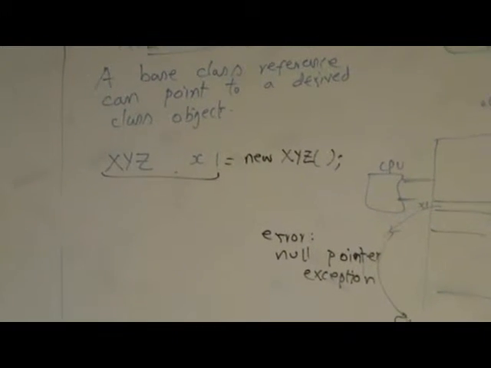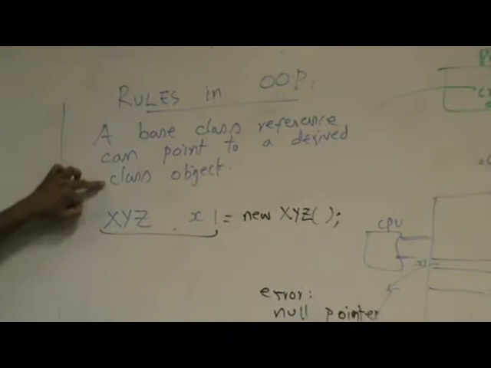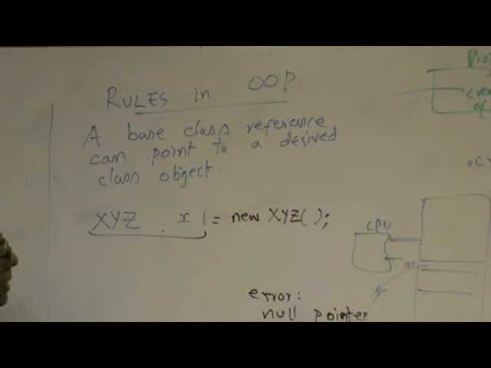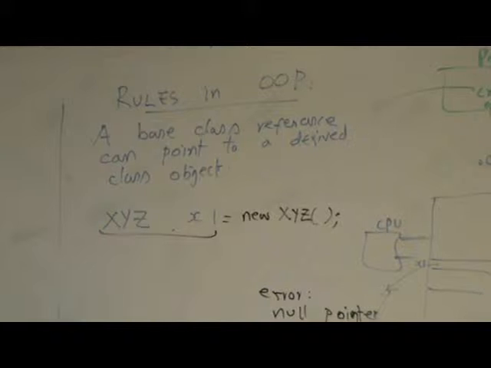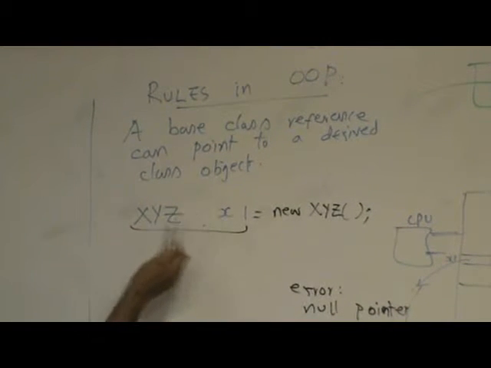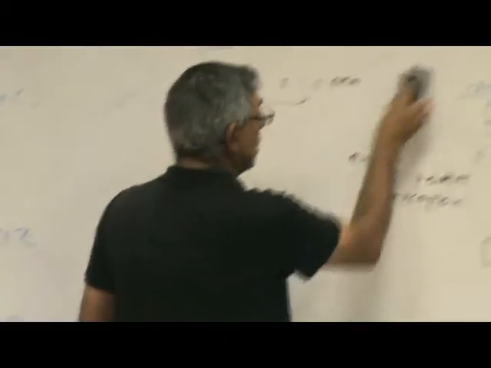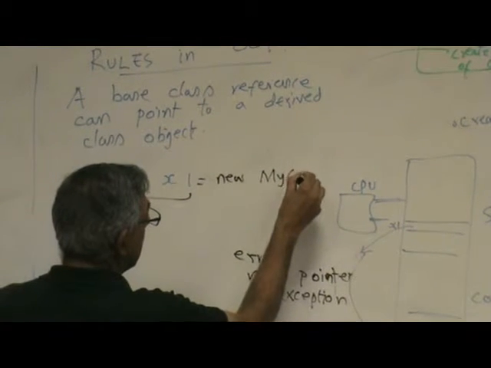Anyway, now coming back to this concept over here, a base class reference can point to a derived class object, right? So this is perfectly okay. According to this concept, if we create a base class reference, it can point to an object of myCompute. So somebody could, if they wanted to, say new myCompute.